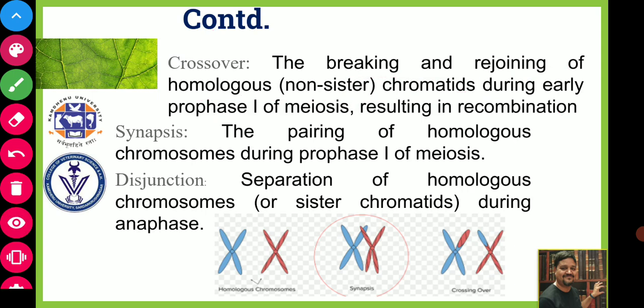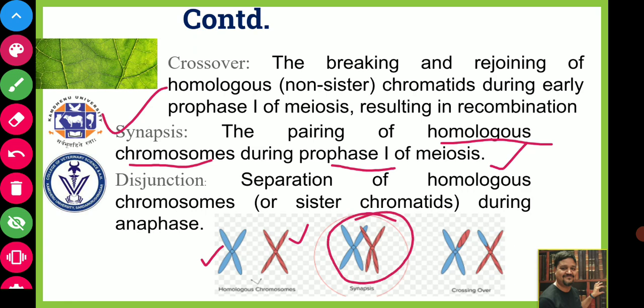Another related term is synapsis. The literal meaning of the term synapsis is pairing. So the pairing of homologous chromosomes during prophase 1 of meiosis is known as synapsis. Here you can see these two are the homologous chromosomes, and this is the pairing of homologous chromosomes. So this is called synapsis.